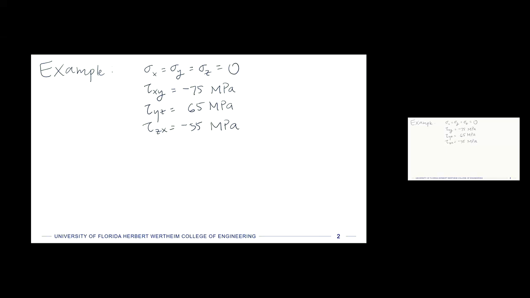Okay. So what do we want to do here? First of all, let's find the principal normal stresses, that is. So I just wrote principal sigma. Then the direction cosines for the 3 principal stress directions. So I'm going to write direction cosines. And that is for sigma 1, sigma 2, sigma 3. And the maximum shear stress.